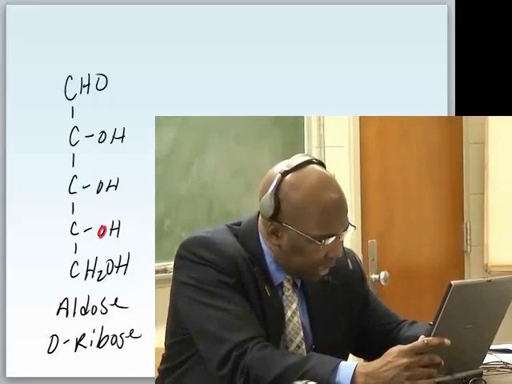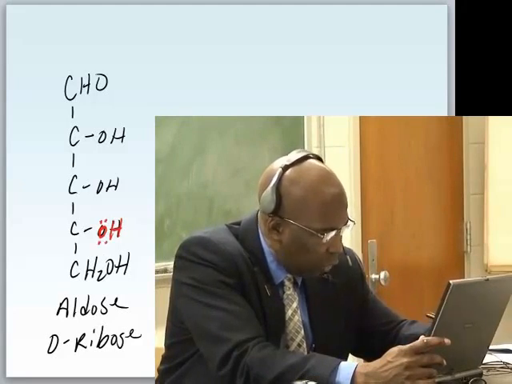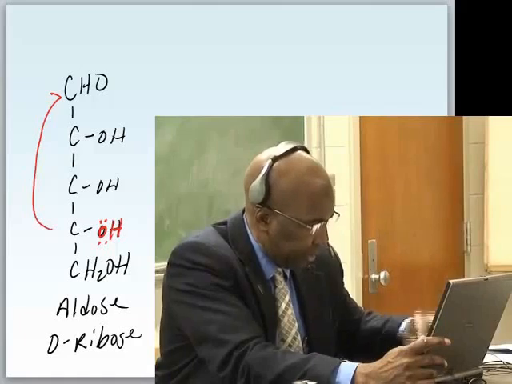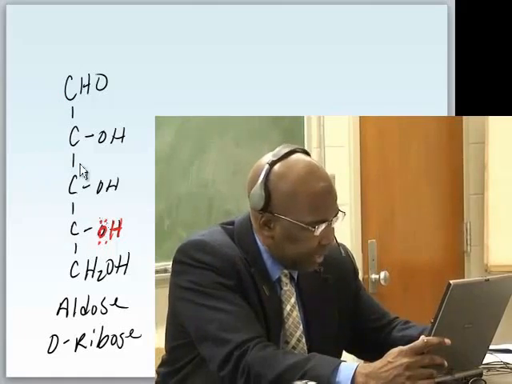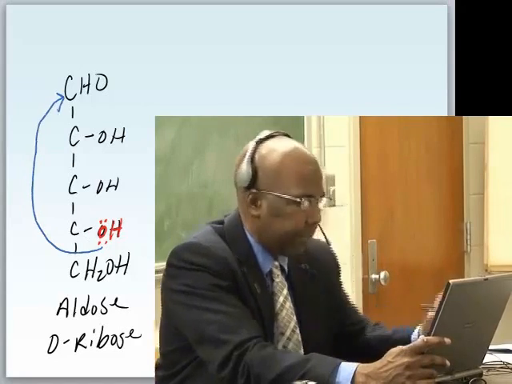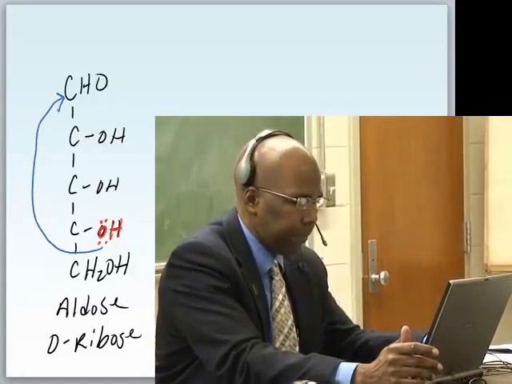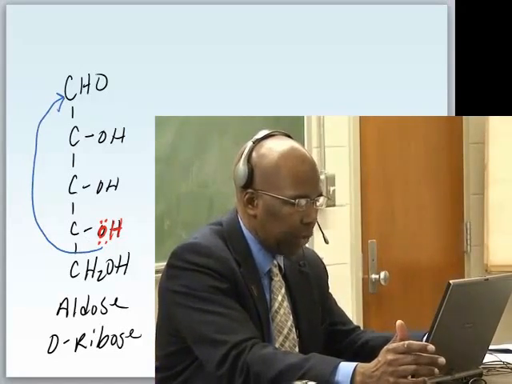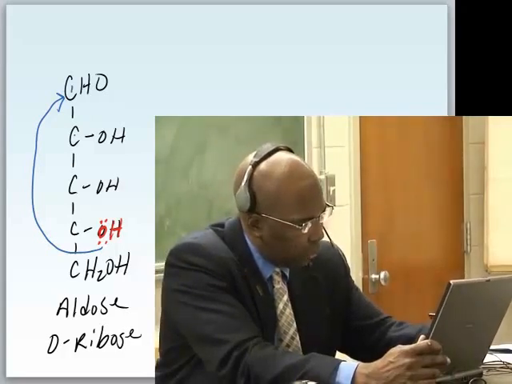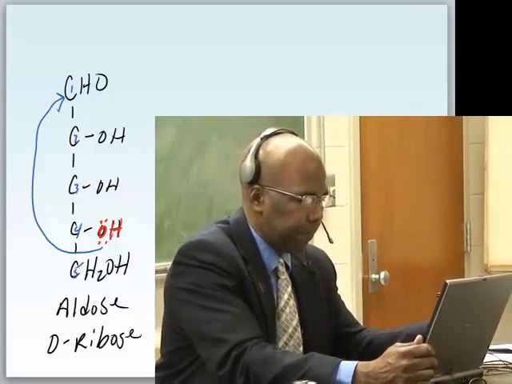So let's look at this first here. This is going to be the OH. With its electrons, this OH is going to come around and attack the carbonyl there. And so then we would have a 1, 2, 3, 4, 5, a 5-membered ring. And so I'm going to number these carbons 1, 2, 3, 4, 5.